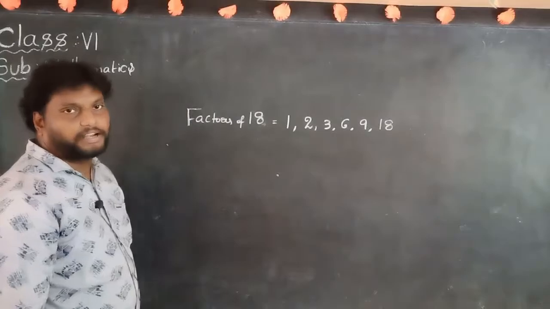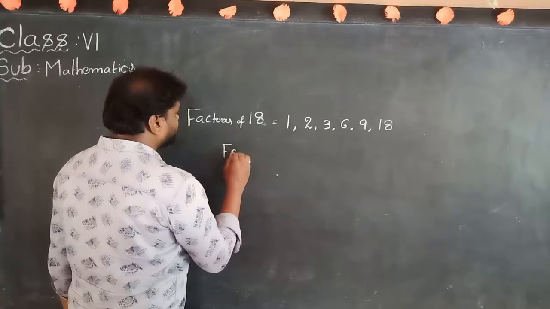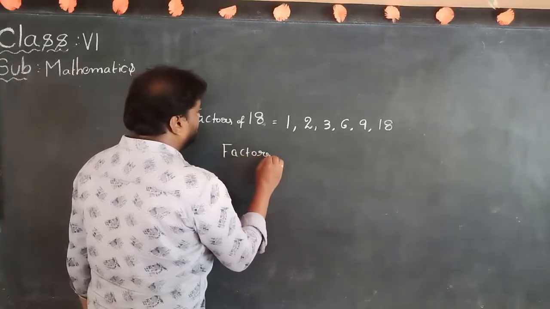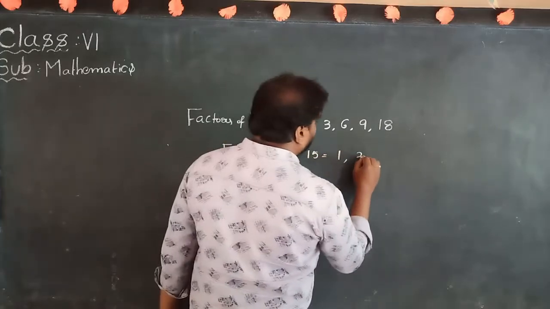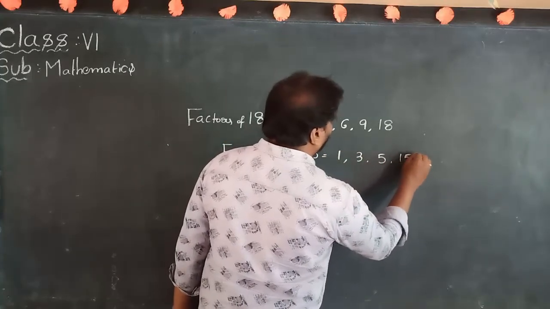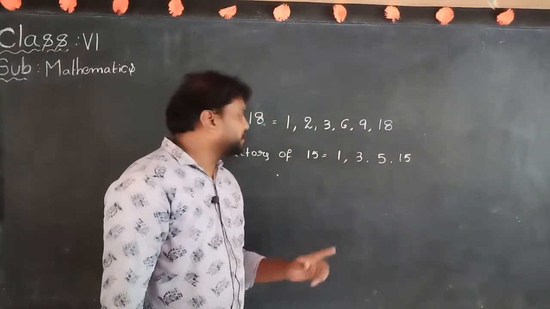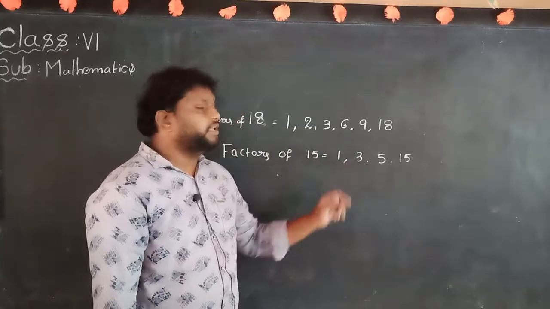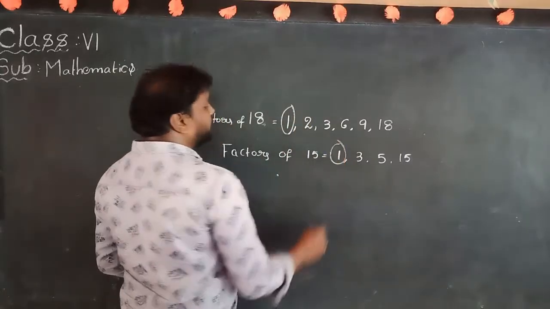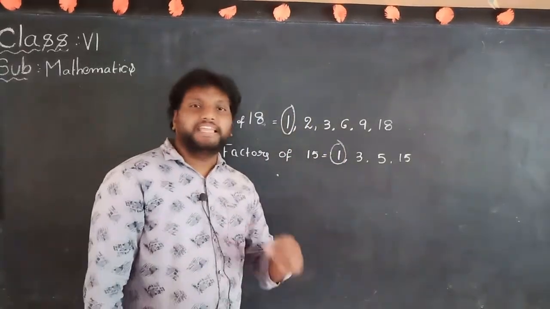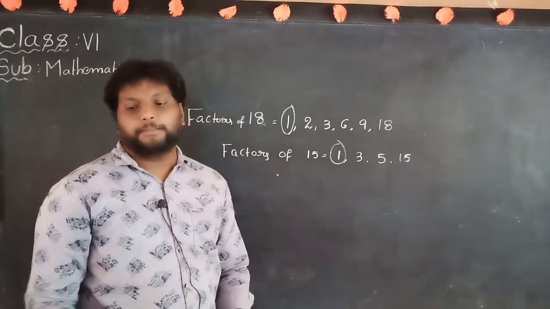These are about factors. One more number we have to take. Factors of 15 are 1, 3, 5, 15. Factors of 18 has 6 factors, factors of 15 has only 4 factors. But 1 is the common factor of each and every number.